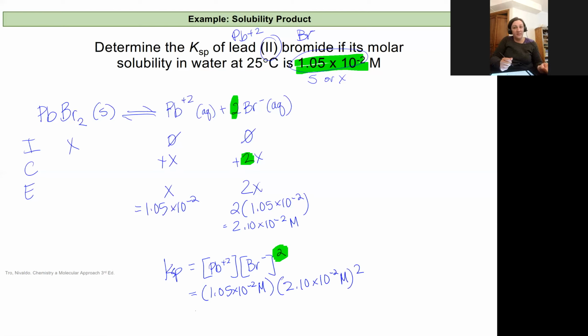And plugging this into my calculator, I should get a value that is 4.63 times 10 to the -6. And I'm not going to use units on this because our equilibrium constants are unitless. So I won't use molarity or molarity cubed in this case.